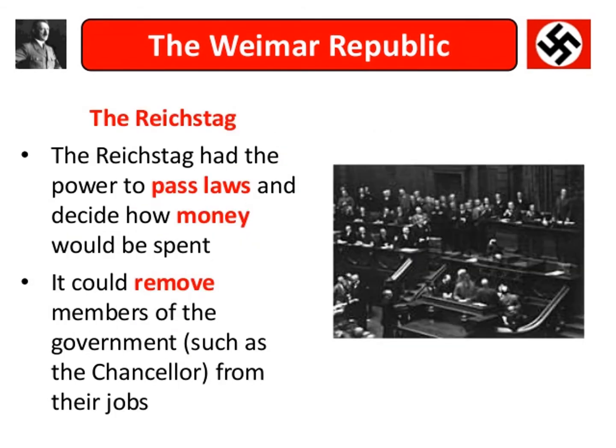The Reichstag was also given more authority under the Weimar Constitution. It had the power to pass laws and decide how money would be spent as a country. It could remove members from the government, such as the Chancellor, from their jobs if they weren't doing their jobs properly, it had that authority as well.